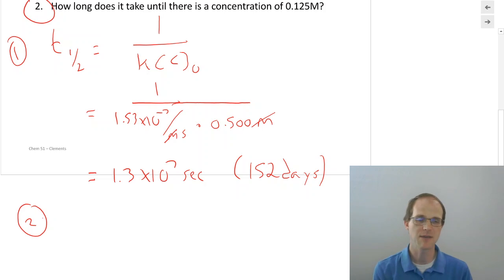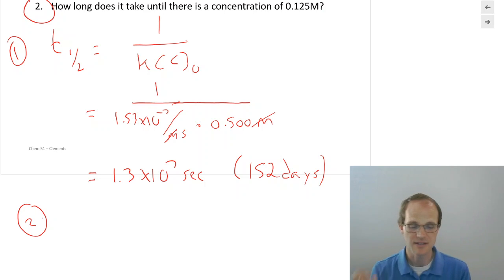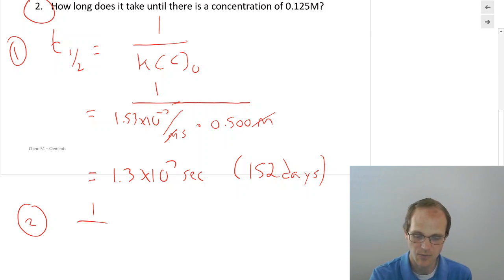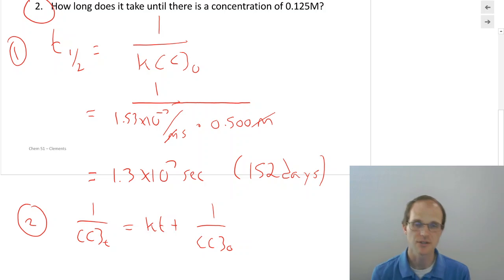When you see questions like that, usually one of the first things you're going to think of is the integrated rate law. Why? Because you have a concentration now, you have a K, and you want to know a concentration at a different point in time. That would be the integrated rate law. So we'd say 1 over the concentration of C at our time is KT plus 1 over the concentration of C at our initial concentration. So we could definitely use that and figure it out.